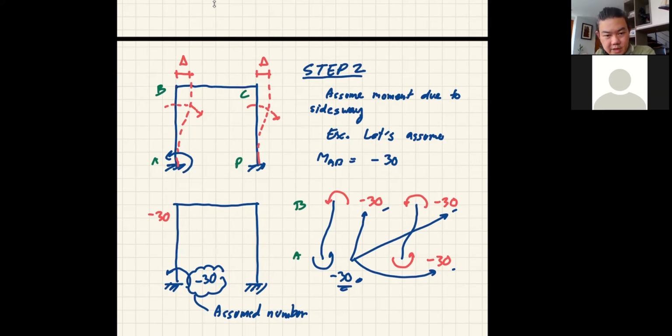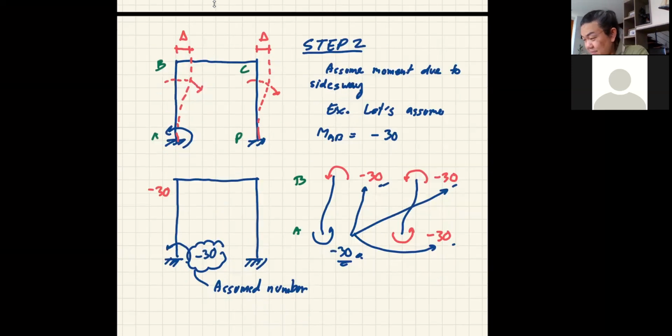Yes, yes. Okay. Let's say if you assume this 30, you cannot assume this to be 60. Or you cannot assume member BC to have an end moment from sway, because member BC does not sway. It stays flat. It has rotation, but it does not sway. The joint remains at the same elevation. Okay, so now we have end moments.